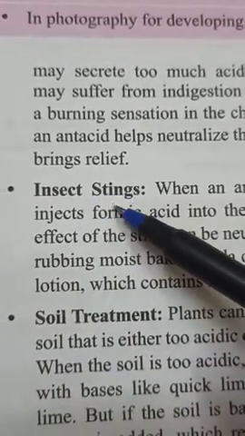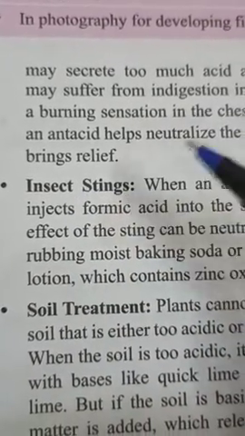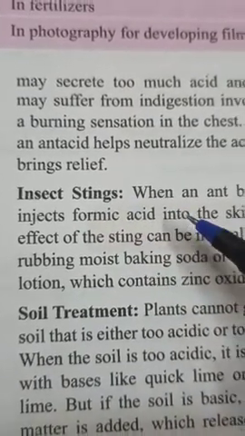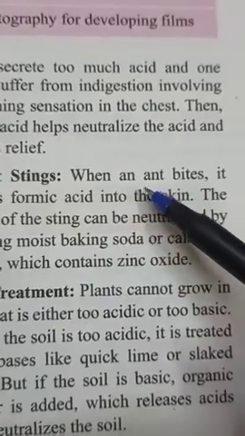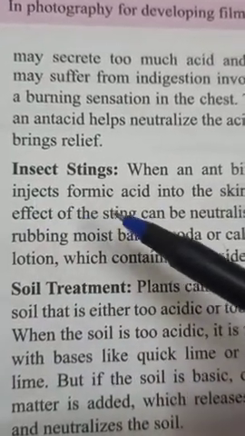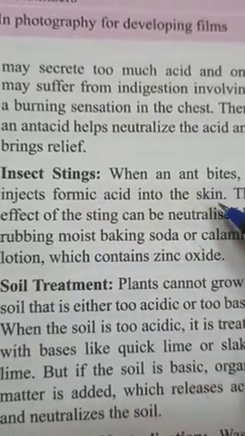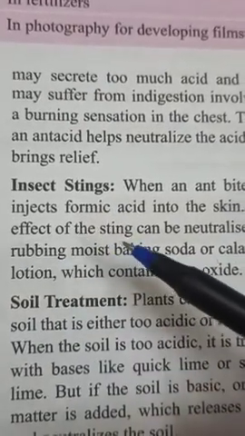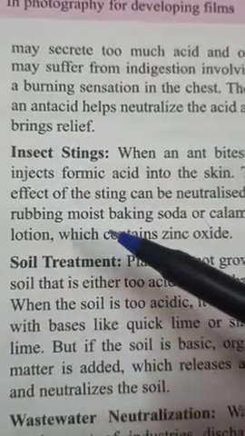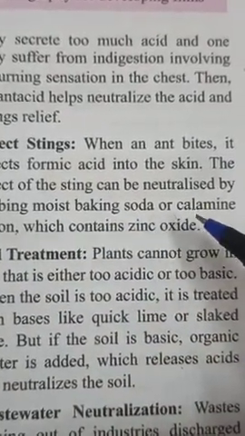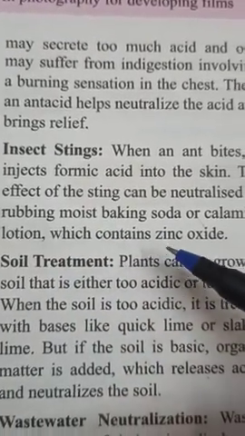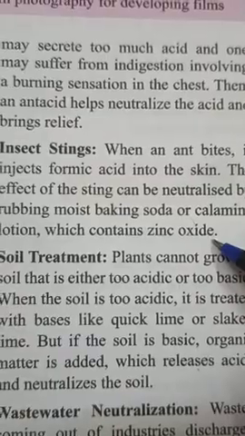When any insect bites you, like a mosquito or ants, etcetera. So when an ant bites, it injects formic acid into the skin. The effect of the sting can be neutralized by rubbing moist baking soda or calamine lotion which contains zinc oxide.